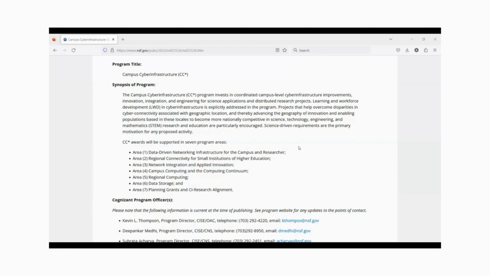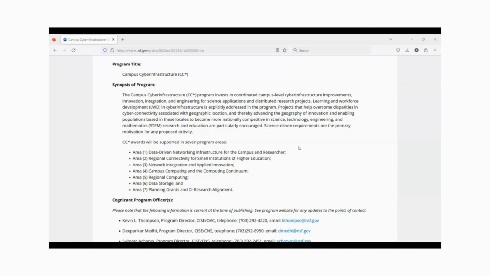For us, with a lot of the customers that we're working with, the priority area number one, data-driven networking infrastructure for the campus and researcher, and number three, network integration and applied innovation, those are the two big areas for us. Of course, that plays heavily into the backbone of your infrastructure, which is your network, and allows you to build a narrative around that.